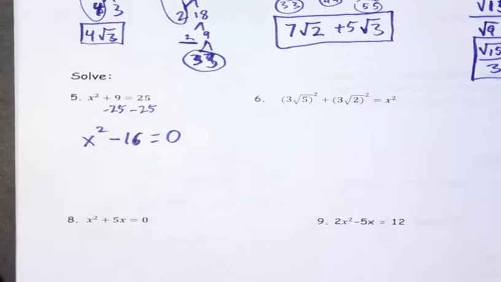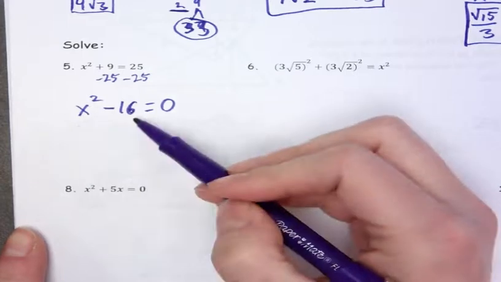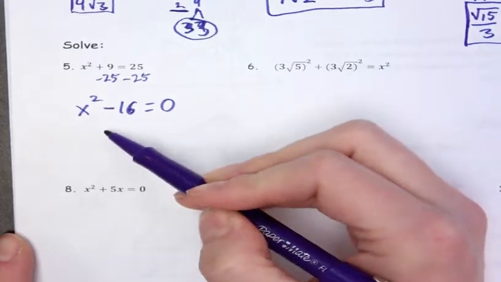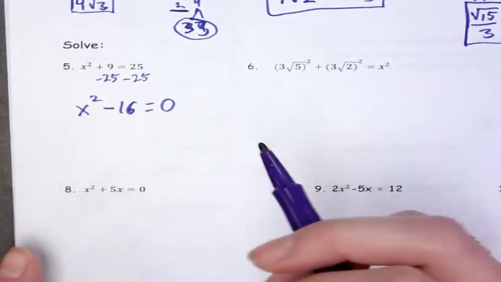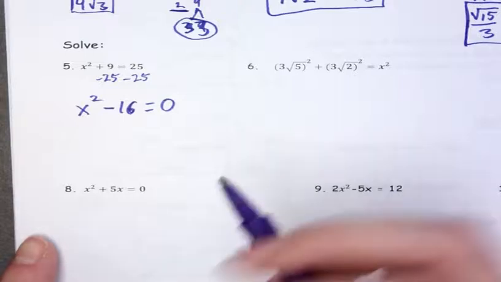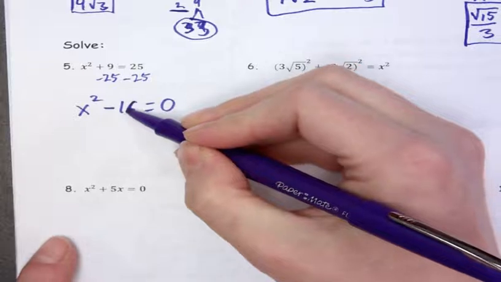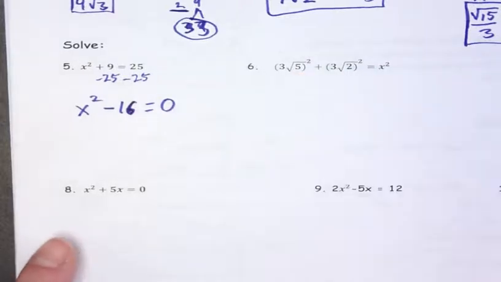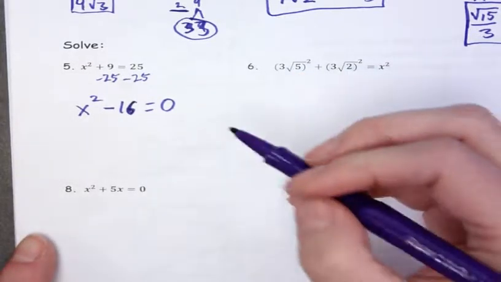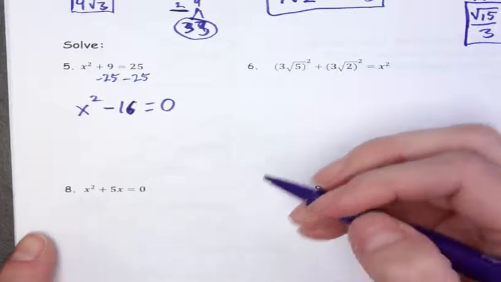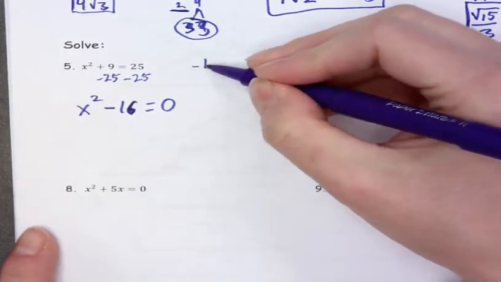Okay? So this one's a little different. Normally we say, what multiplies to the last term and adds to the middle term. So is there a middle term here? Technically that middle term would be 0. How do I multiply to negative 16 and add up to 0? Okay, so what are the ways I get to negative 16?